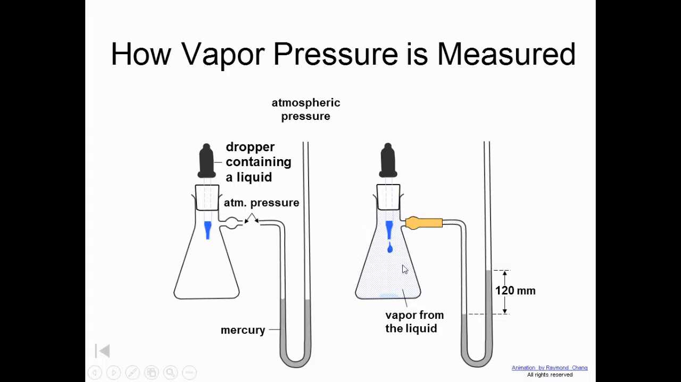So the vapor pressure of that water is not equal to 120 millimeters. It's equal to whatever the atmospheric pressure was pushing down, plus an additional 120 millimeters. So if the atmosphere was pushing down at 760 millimeters of mercury, and then the height difference between these two is 120, then the vapor pressure in the container must be 880 millimeters of mercury.